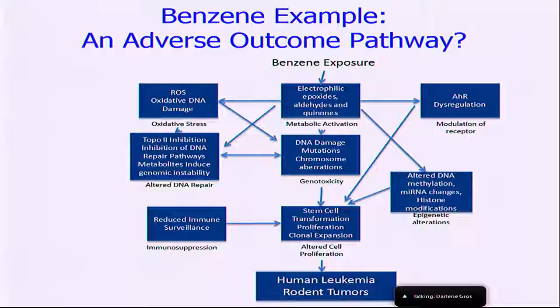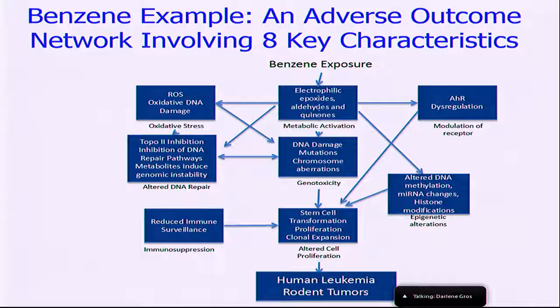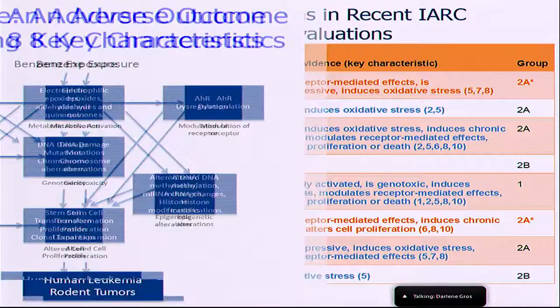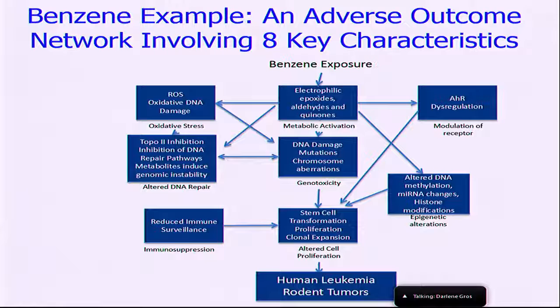So this then is basically 8 key characteristics put together in some sort of adverse outcome network rather than a pathway. So it's actually an adverse outcome network, each of which has probably different dose responses and different effects in different people. And you have a systems type of approach with this. And so we have to think in terms of systems biology and networks rather than pathways.